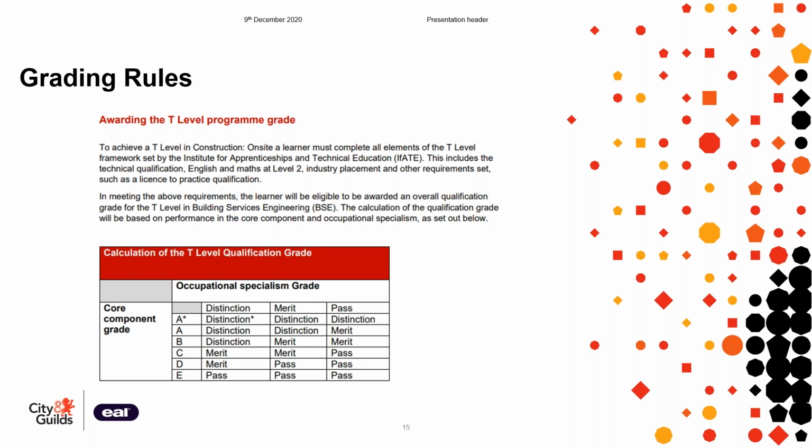So let's take a look at the lookup table below. As you can see there, let's say the learner achieves a B in the core component grade and a merit in the occupational specialism grade, then overall they will receive a merit for their TQ.